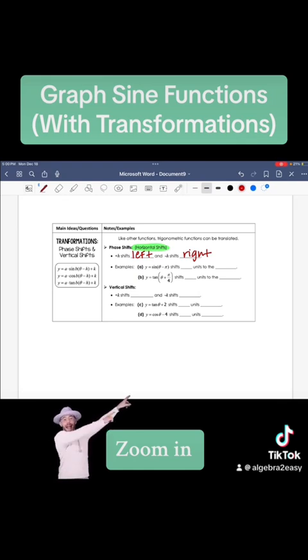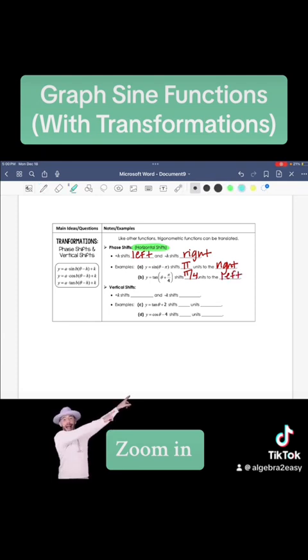Now we have y is equal to sine of theta minus pi. That's going to shift you pi units, remember, to the right. Next we have y is equal to tangent of theta plus pi over 4. That's going to shift you pi over 4 units to the left.